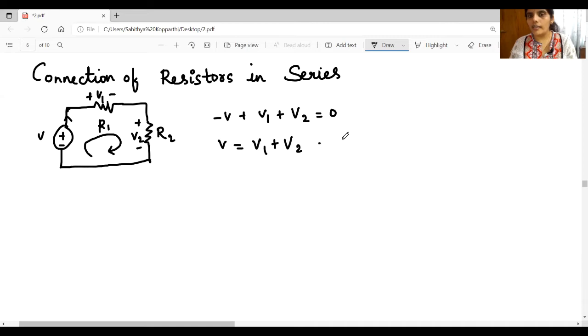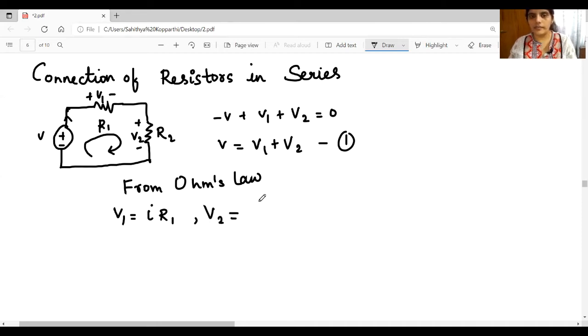This is equation 1. Now from Ohm's law, what is the voltage across R1? V1 is nothing but the product of the current flowing through that resistor and its resistance. So it is I into R1, and V2 is I into R2. This is equation 2. Now substitute 2 in 1.